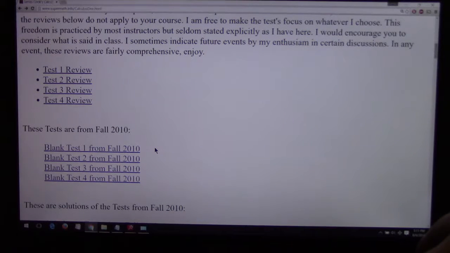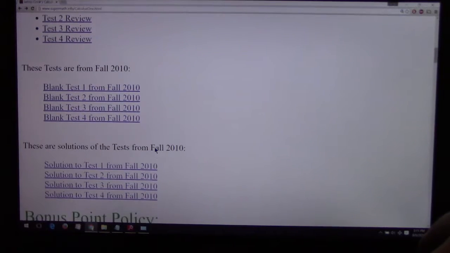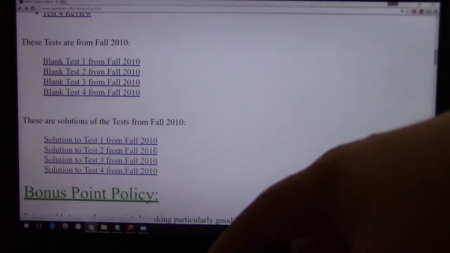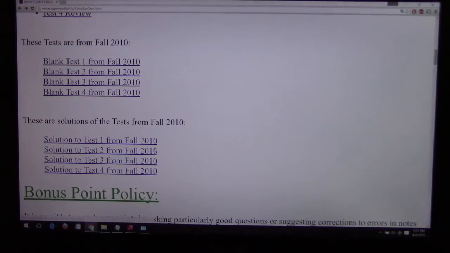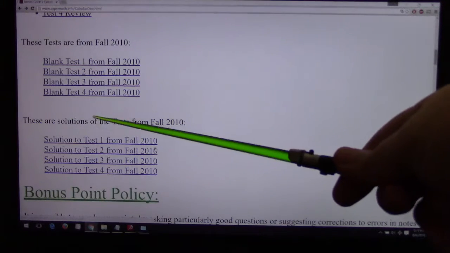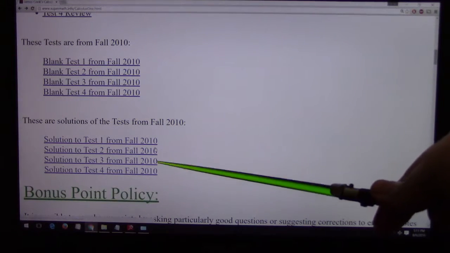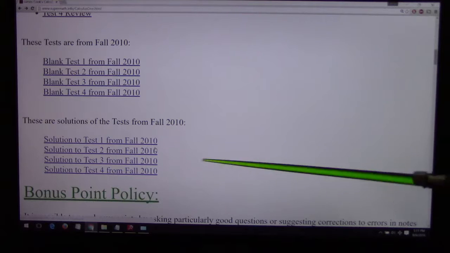These test reviews were here before, but I just added blank tests as well as the solutions, as you can see here and here. So here and here, these are the blank tests, these are solutions.